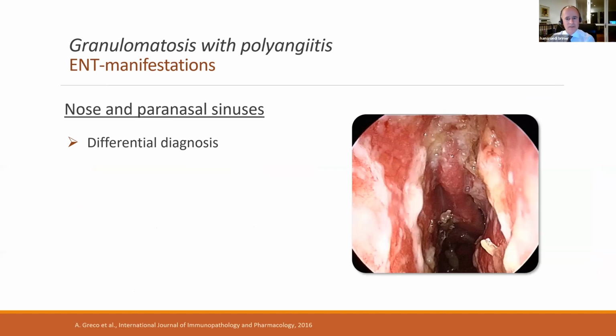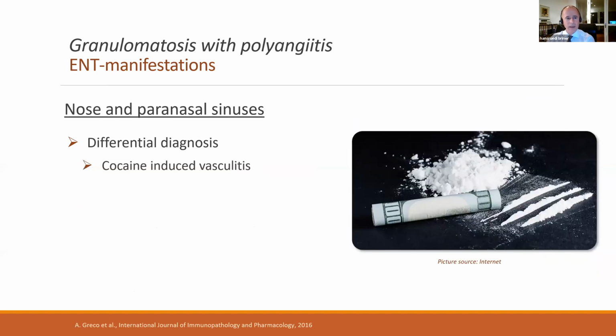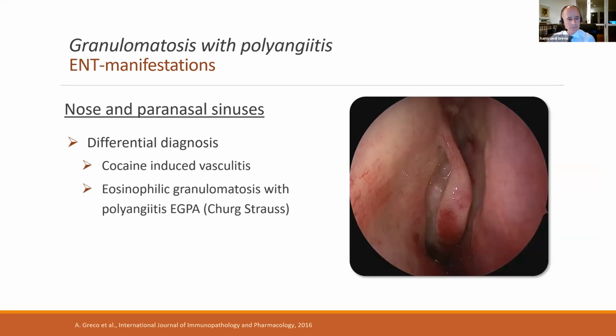Differential diagnosis. Cocaine-induced vasculitis is a thing you have to think of. And we heard the role of this material, which is also in the cocaine, this antihelminic drug, and probably this is the link of how cocaine may induce some granulomatous disease.